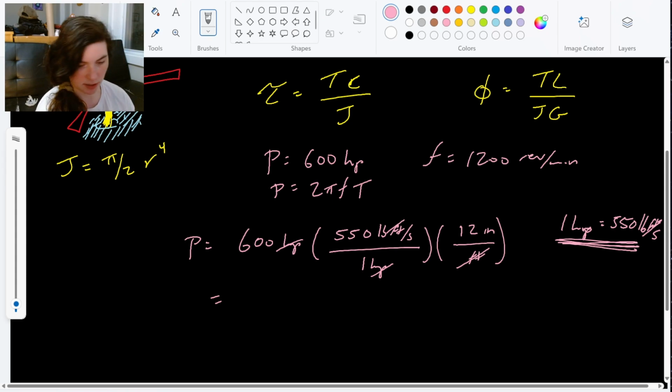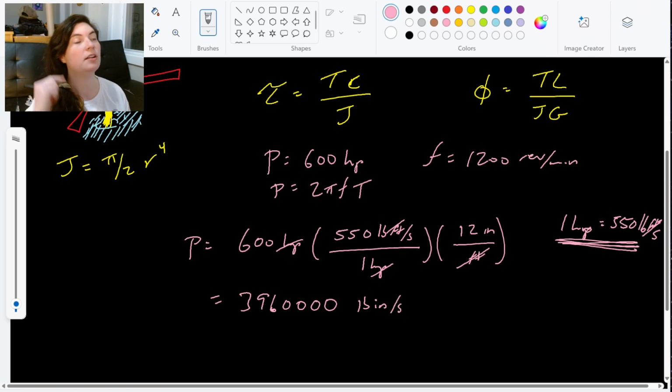Oh, I didn't actually calculate it. Where's my calculator? All right. 600 times 550 times 12 gives me 3.96 million, that's not actually what I want. I want 396,000 pound inches per second. Pound inches per second is not a super useful unit as is, but it's useful for when we're calculating this stuff, right?